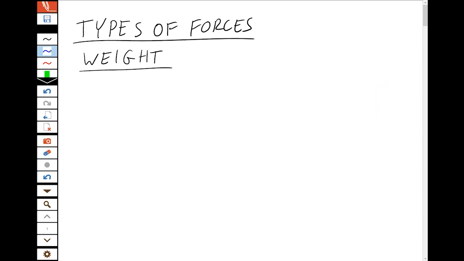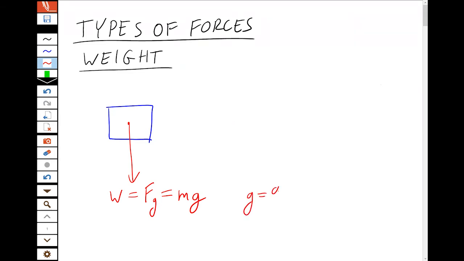The first and most obvious to all of us, unless you're currently floating above your seat, is the weight. Any object feels a weight force acting through its centroid, the center of its shape, down. And this weight, sometimes called the force of gravity, is the mass times the acceleration due to gravity. Now, the acceleration due to gravity is 9.81 meters per second squared down.